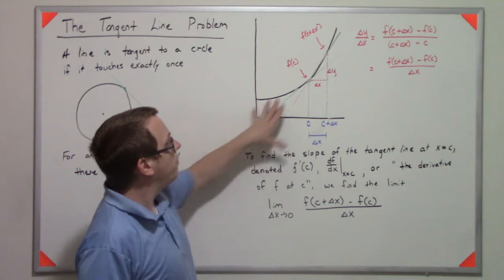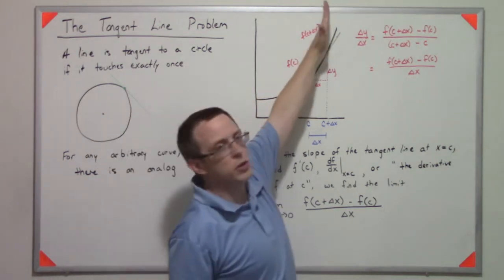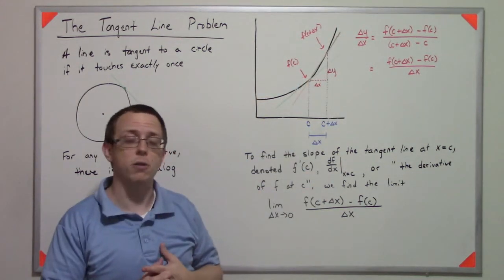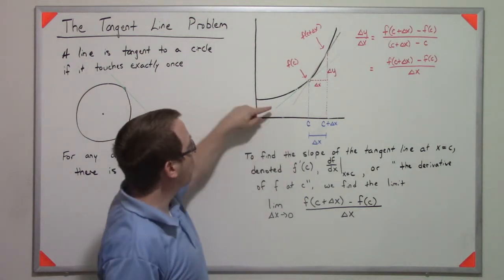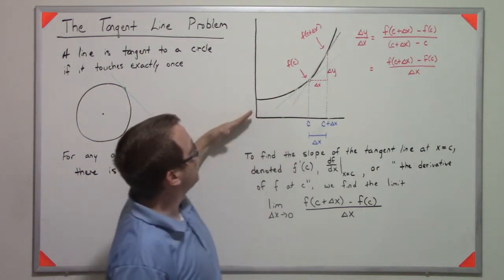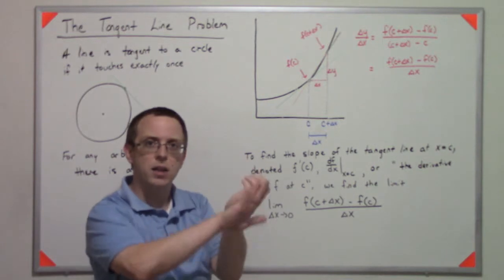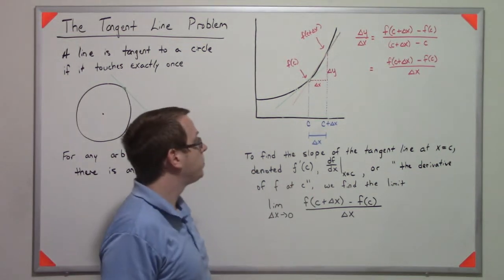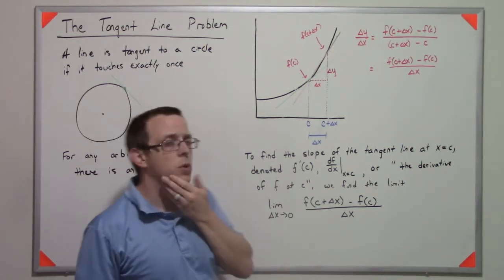So if I have this diagram, and this black curve is the function value, and what I'm looking for is this green line. This line where I'm striking it exactly once. Exactly once. So how do I do that?